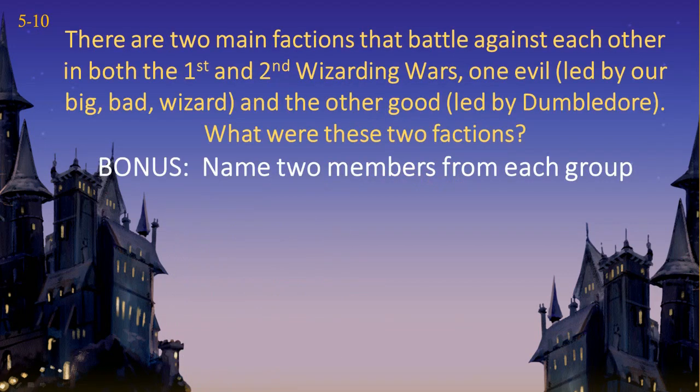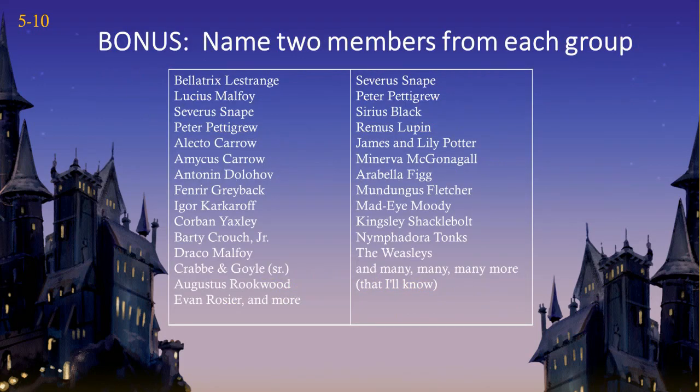And number 10, there are two main factions that battle against each other in both the First and Second Wizarding Wars, one evil, one good. Who are the two factions? There you go, the Death Eaters and Order of the Phoenix. And name two members from each group. I'll give you the entire census right here. You can review that and see if your answers corresponded to this. Pause if you need to.